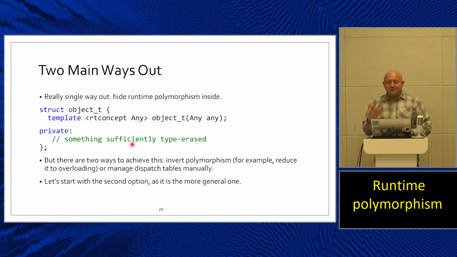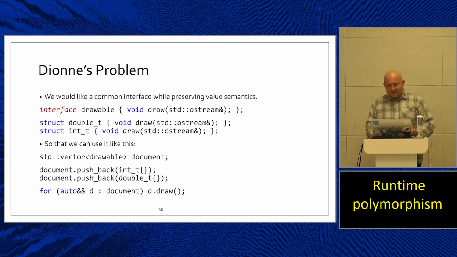Now, how do we implement this? There are essentially two strategies. One is to invert polymorphism, reduce it to overloading or some form of external dispatch, and the other is to manage dispatch tables manually, essentially implementing our own type arrangement. Let's start with the second approach, because it is more general and reveals what runtime polymorphism really is under the hood. And now let's try to manage dispatch tables ourselves.